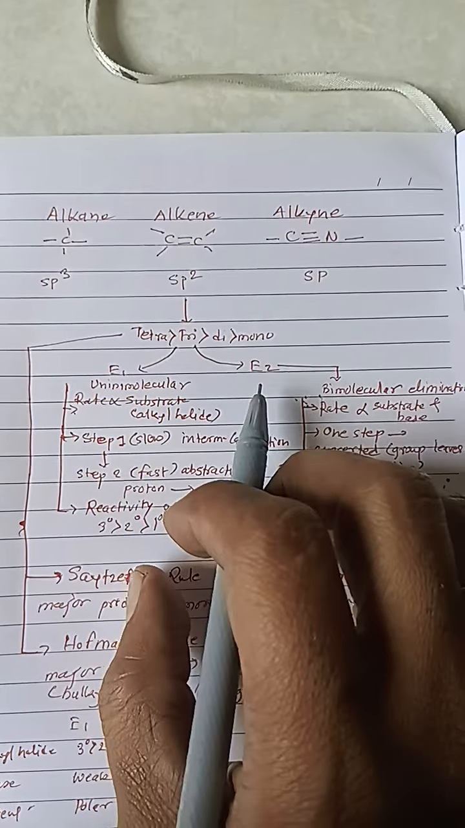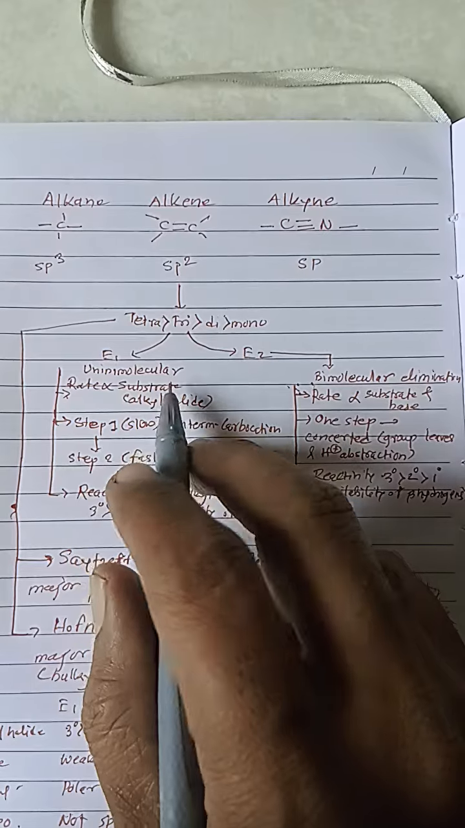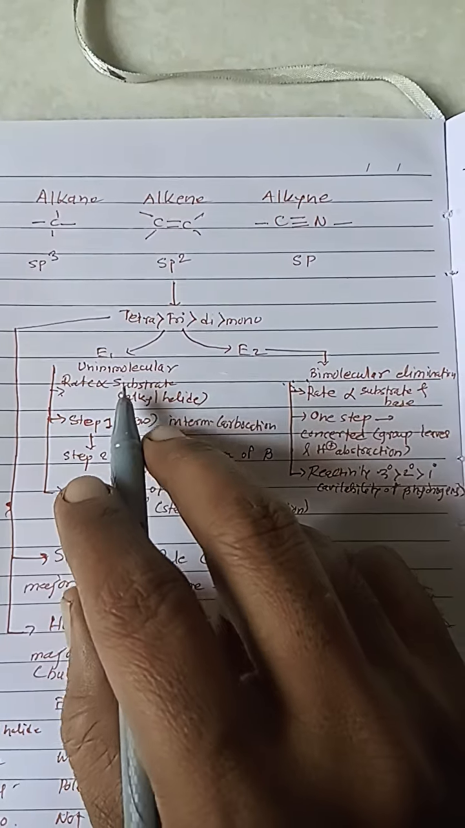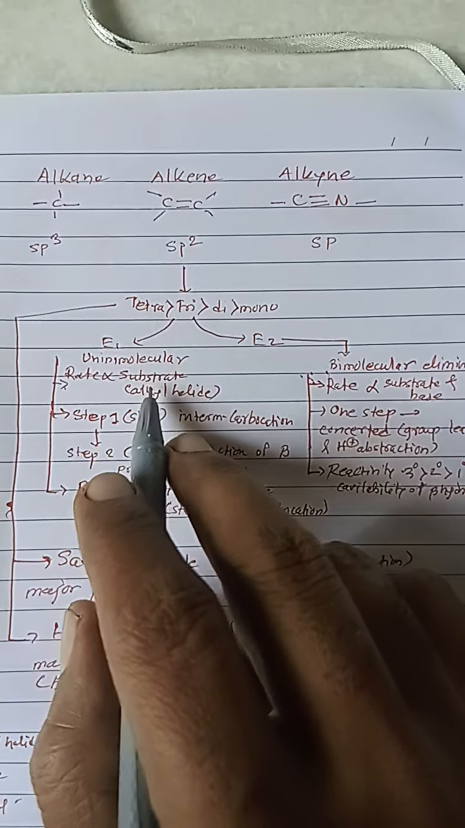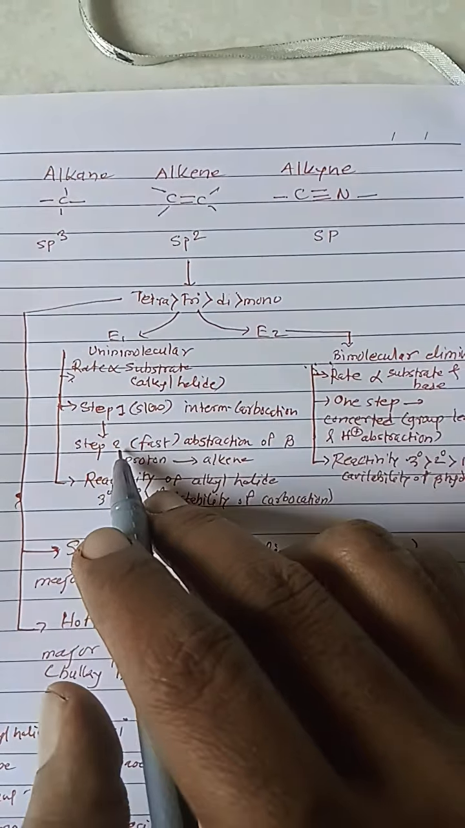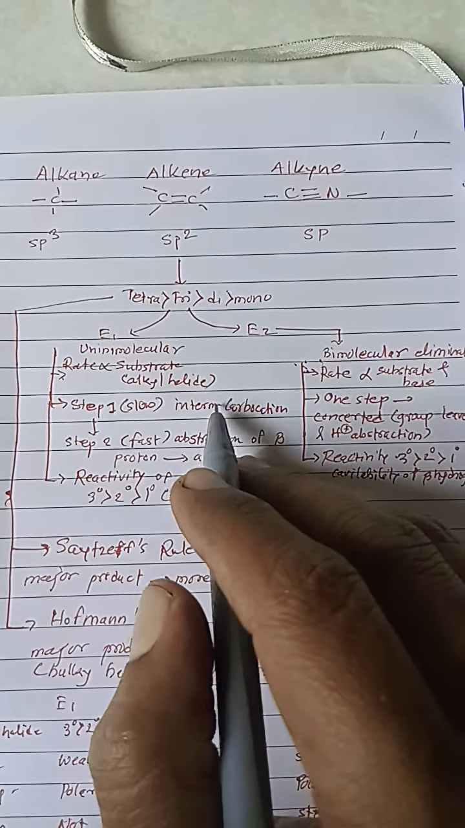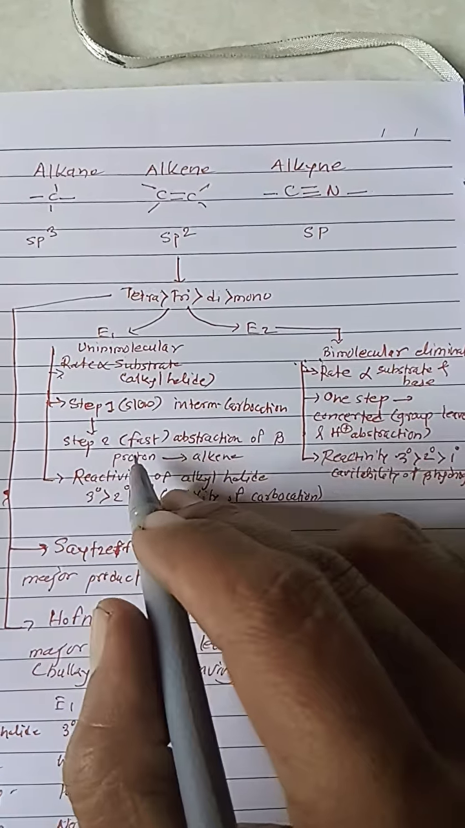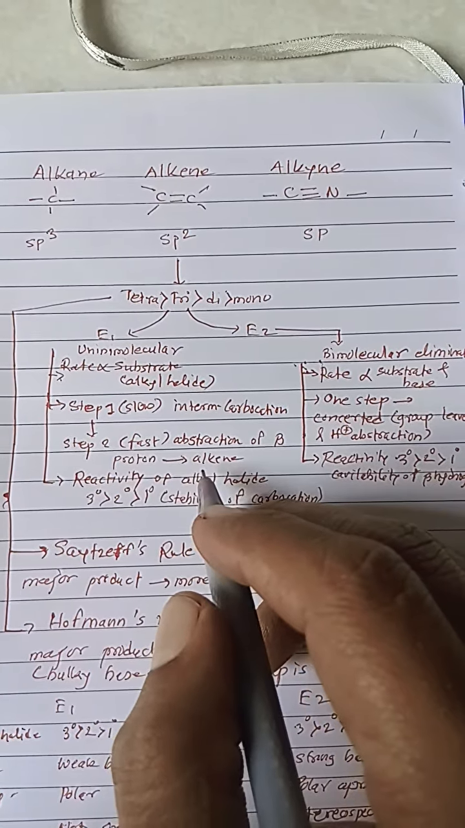For synthesis, for preparation of alkene, two major mechanisms are there, E1 and E2. E1 stands for elimination unimolecular, where the rate depends on the substrate only. Two steps are involved. The first step is slow, meaning loss of the leaving group and creation of a carbocation, and the second step is fast, abstraction of a beta proton and formation of the alkene.